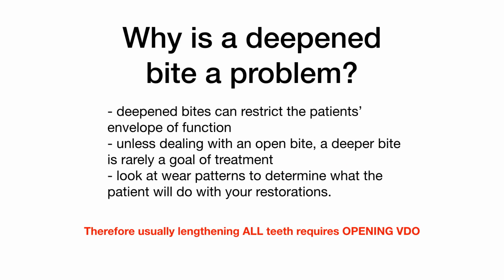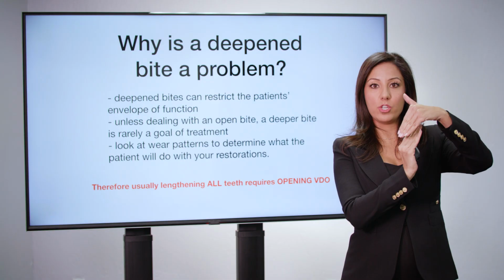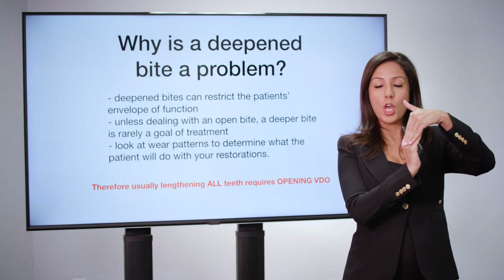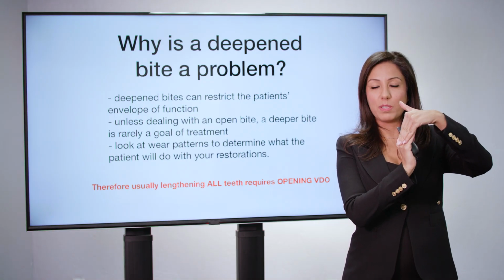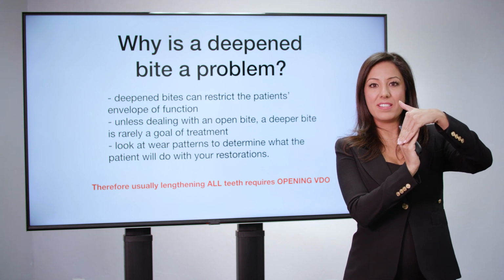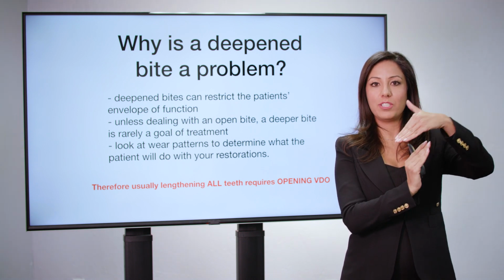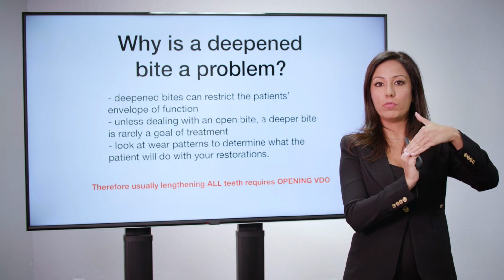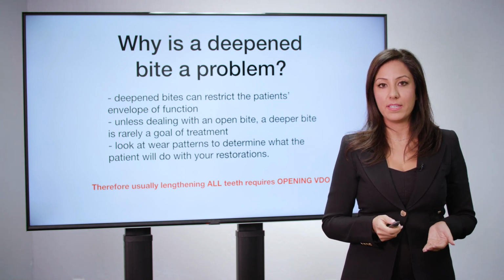Why is a deepened bite a problem? Picture this. You have a patient that's got 2 millimeters of overbite. The teeth are short. They look kind of squared. You want to lengthen them 2 more millimeters. So let's go ahead and do that. Lengthen them 2 more millimeters. What we've now created for this patient is somebody who has more tooth structure to pass as they're trying to move. We are restricting their movement.